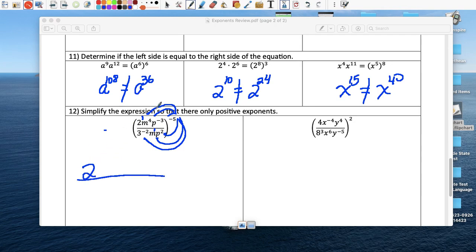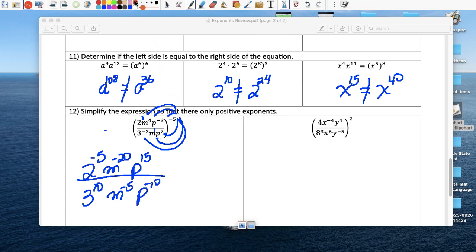Let's do the 2. So it's -5 times 1, which is -5. The m's is -5 times 4, which is -20. The p's is negative 3 times 5, which is positive 15. The 3 that's here in the denominator is negative 2 times negative 5, which is positive 10. The m is raised to the first power, so it's 1 times negative 5, which is negative 5. And the p, it's 2 times negative 5, which is negative 10.